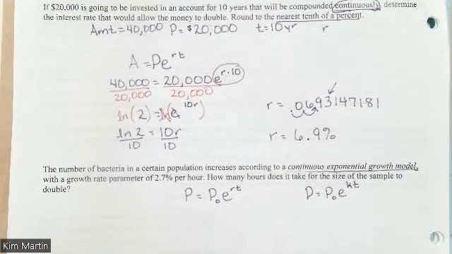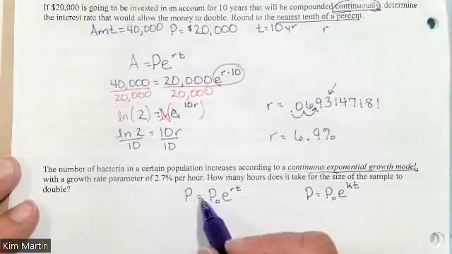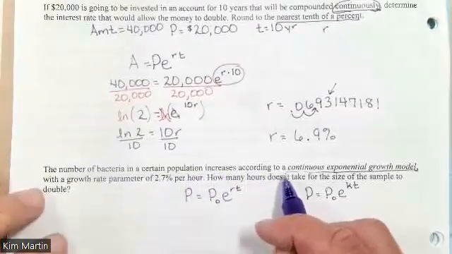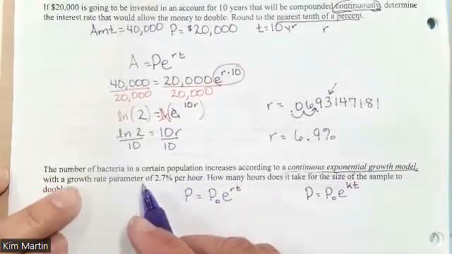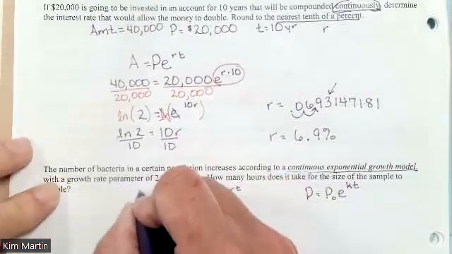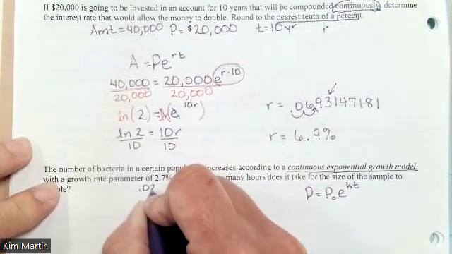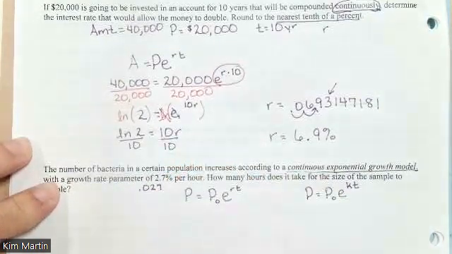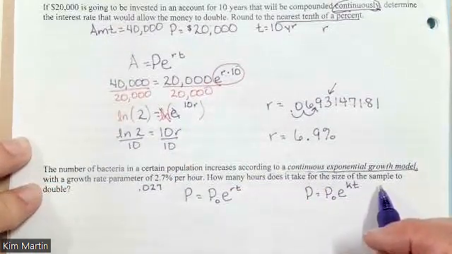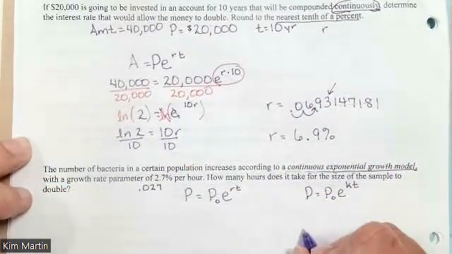All right. So the number of bacteria in a certain population increases according to this model with a growth rate parameter of that. So we're going to get a 2.7%. We're going to move it 2 places to the left per hour. How many hours does it take for the size of the sample to double?